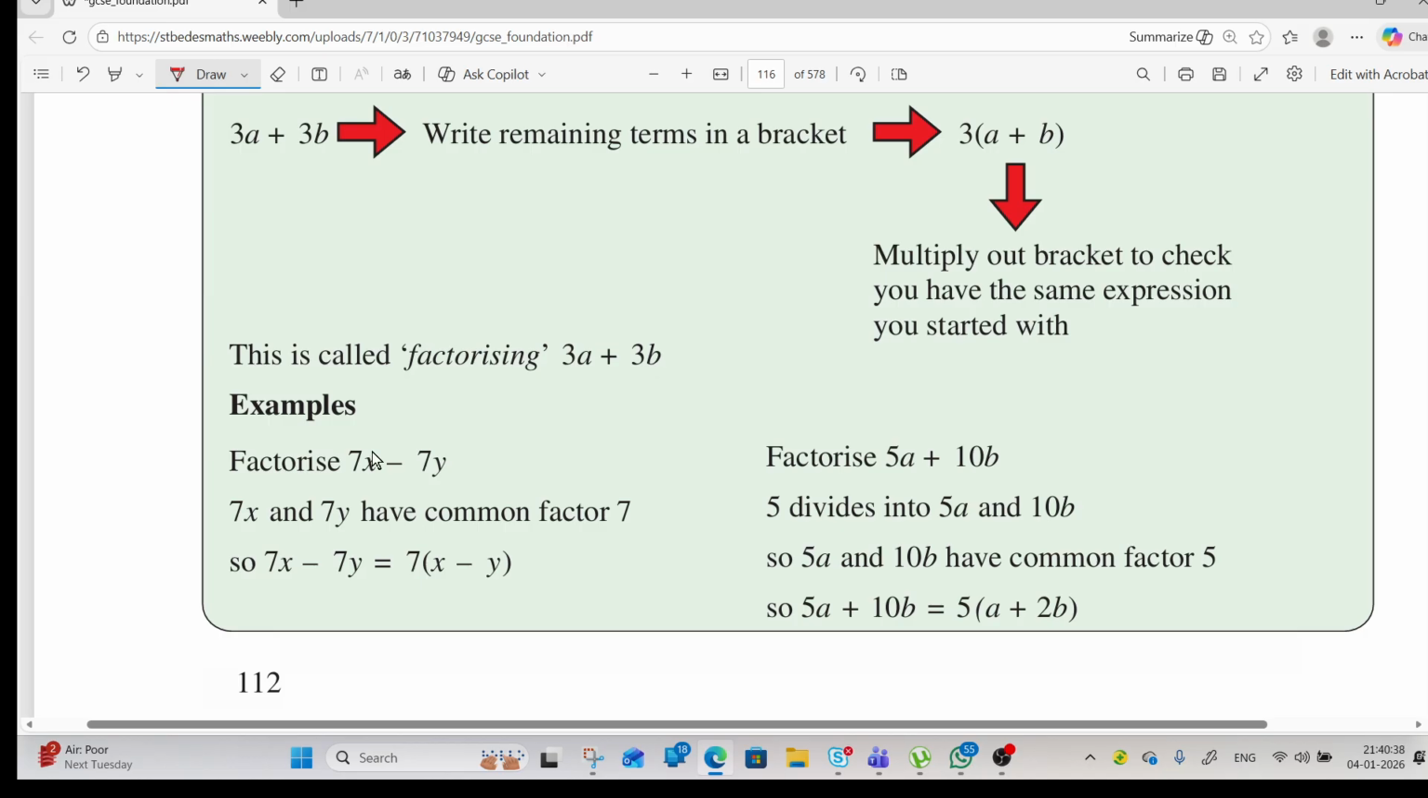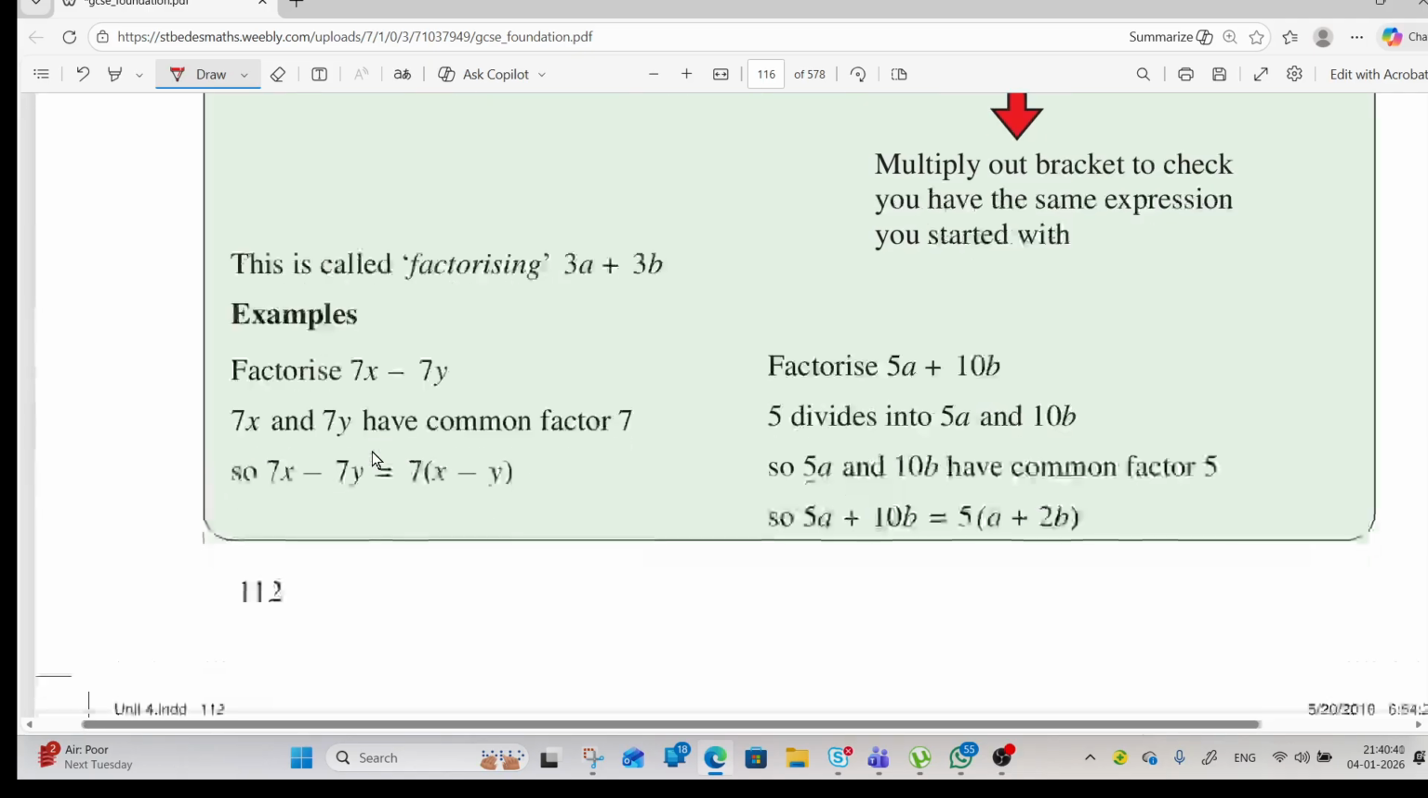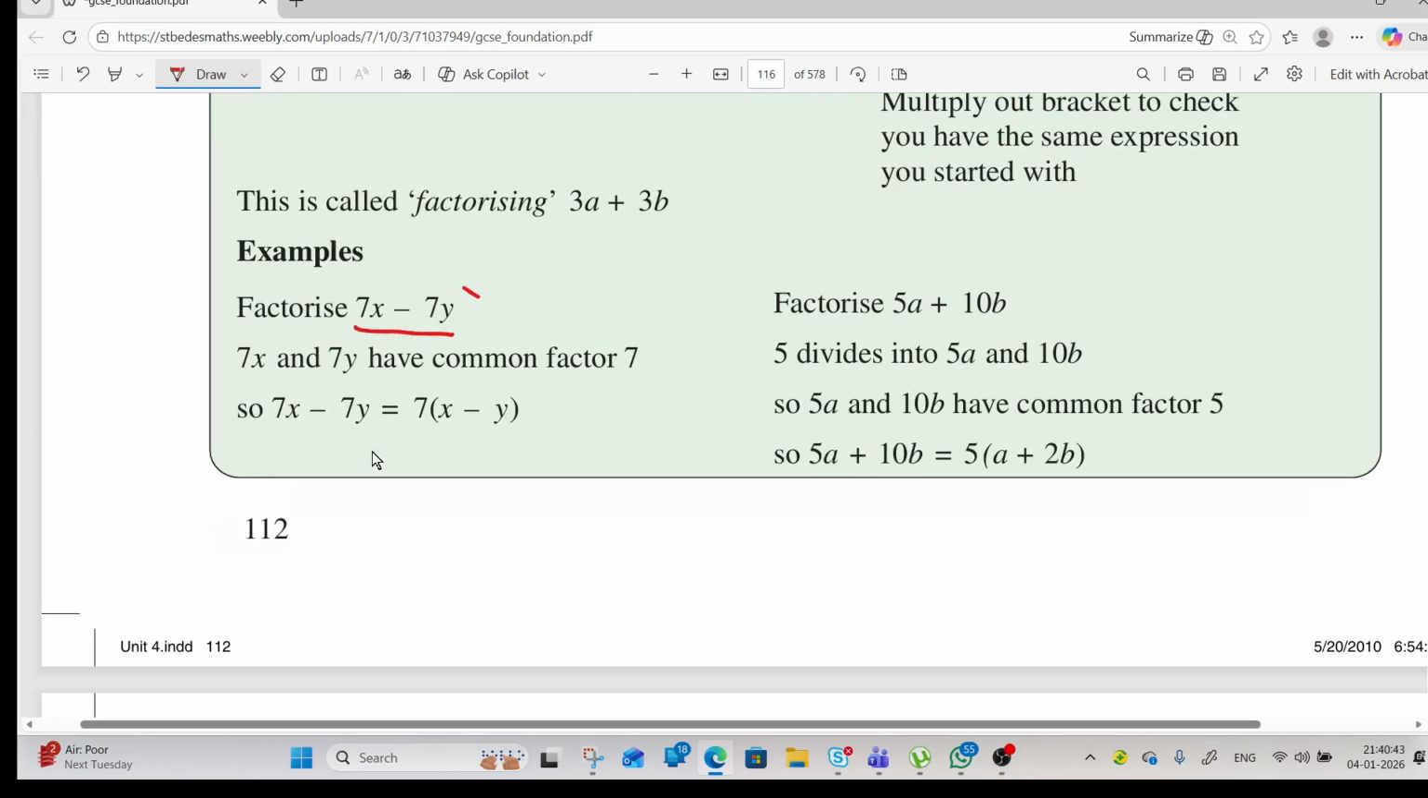For example, if this question says factorize 7x minus 7y. In these two terms, this is first term, this is second term. 7 is common. So we can say 7x and 7y have 7 as common factor. So I can take 7 out, right? Now if I take 7 out, I will be left with x. Then I have a minus sign. Here if I take 7 out, I will be left with y, right?